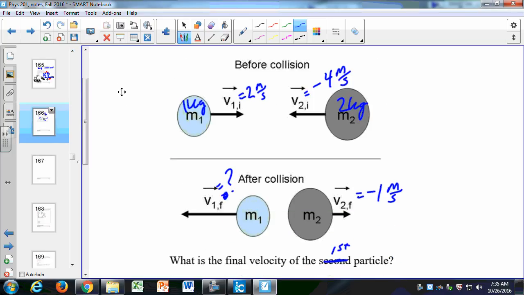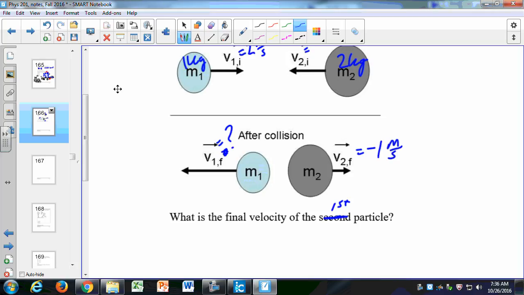As we just came in, we're doing this problem 166. These are the values. 1 kilogram mass with a speed of 2, 2 kilogram mass with a velocity of -4, and then the mass 2 has a final speed of -1, so it's to the left. And then I want to know what is the speed of m1.